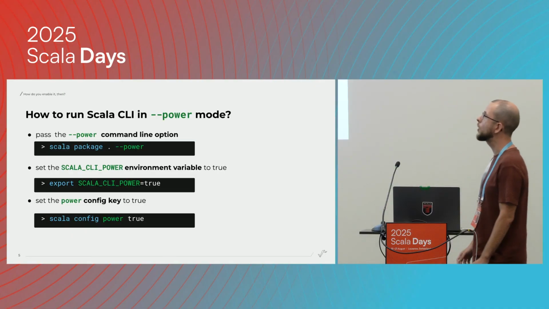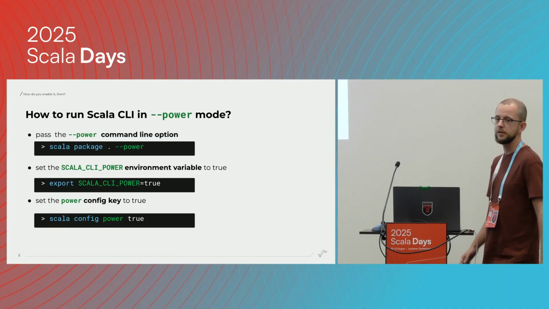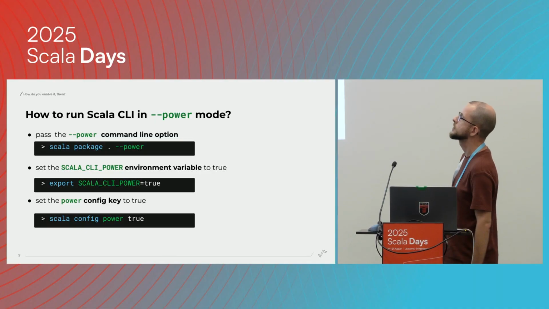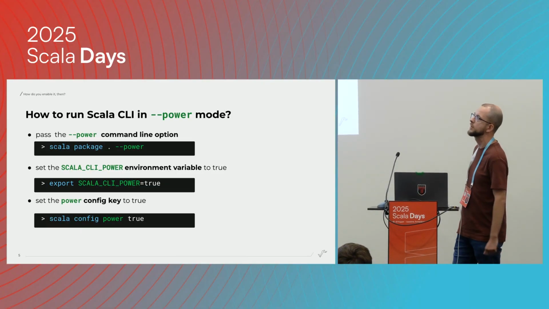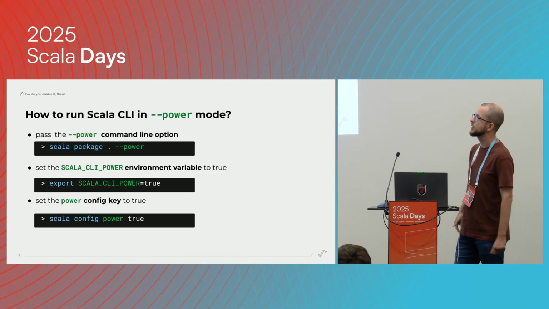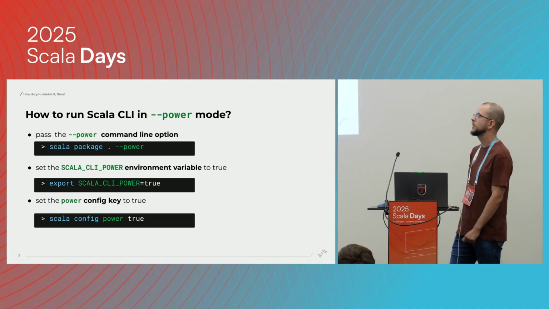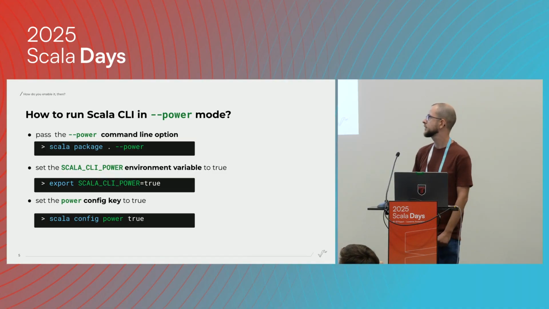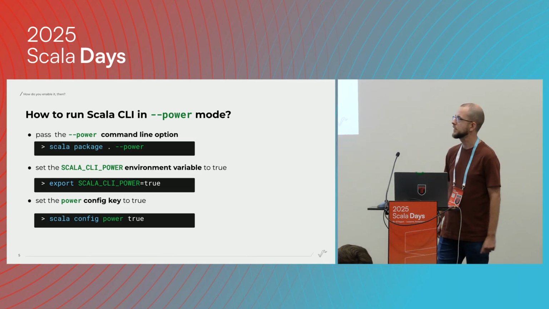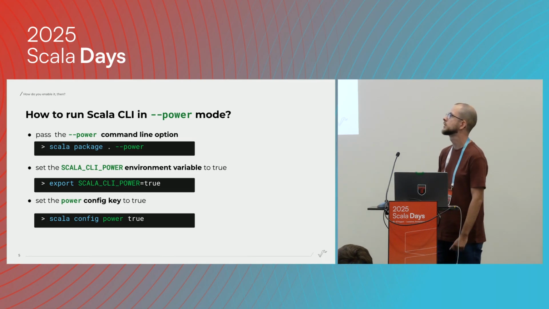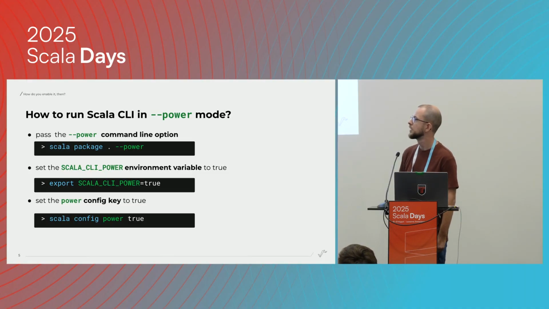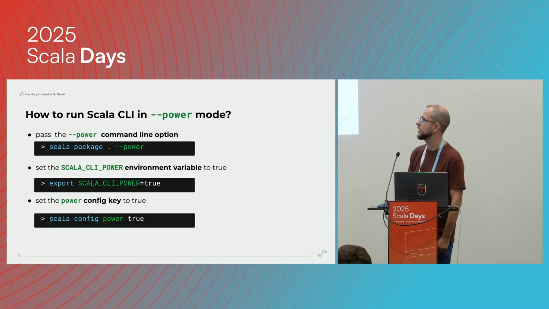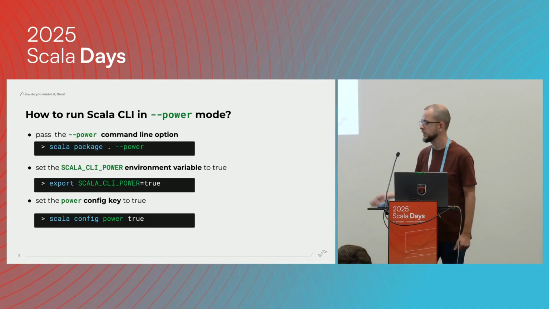So how should you start using the hidden power features? There are three ways. You can pass the --power flag. You can pass it anywhere in your command, straight after the launcher call or after all of the other options, wherever. It will work. Then you can set up an environment variable, which is SCALA_CLI_POWER, and set it to true in your environment. And finally, you can use the config subcommand and set the global configuration for Scala CLI, the power key to true. All of these are equivalent pretty much.